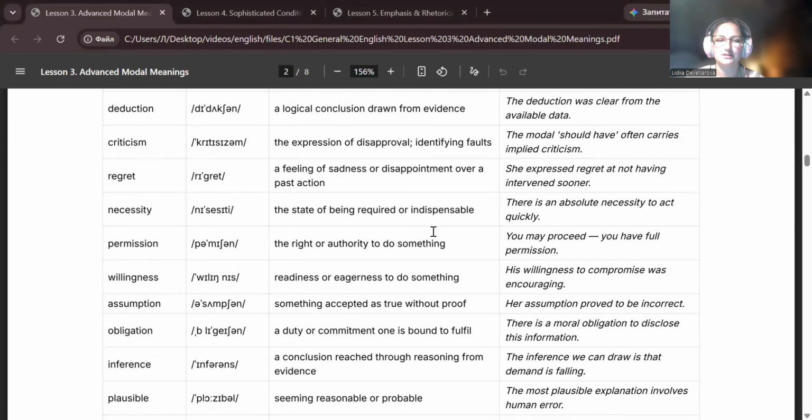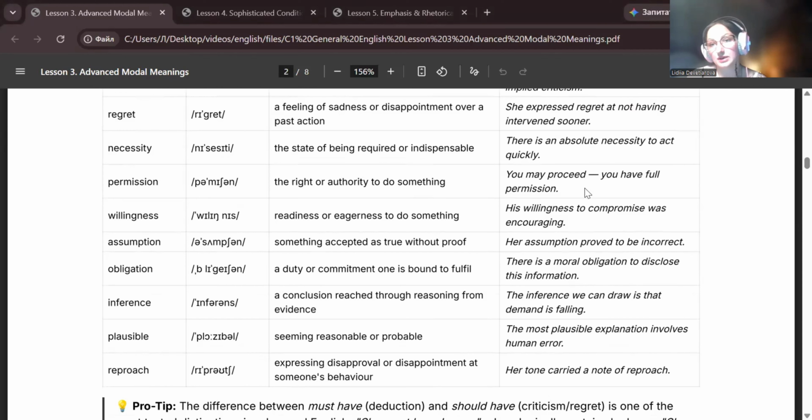Permission. The right or authority to do something. You may proceed, you have full permission. Willingness. Readiness or eagerness to do something. His willingness to compromise was encouraging. Assumption. Something accepted as true without proof. Her assumption proved to be incorrect.